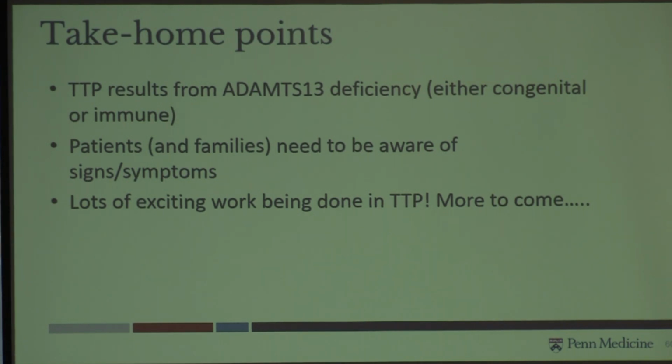And so our take-home points is that TTP results really from this lack of scissors or ADAMTS13 deficiency, which is in the most case an autoimmune or immune cause, but it can be congenital. That patients and families, we heard again all about the signs and symptoms of TTP, like abdominal pain, fatigue, confusion, strokes, because you need to get treatment really right away because it is life-threatening. And there's lots of exciting work to be done in TTP, and we hope for more advances to come.